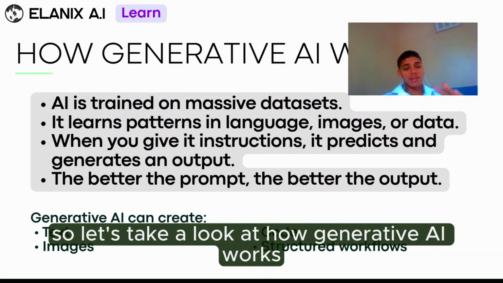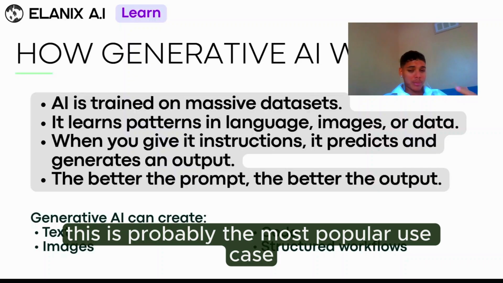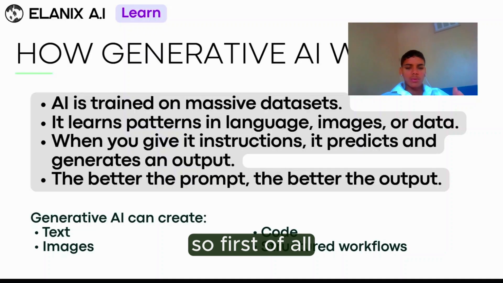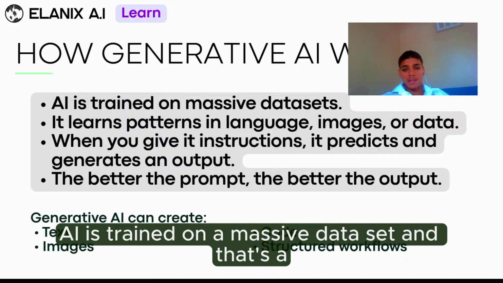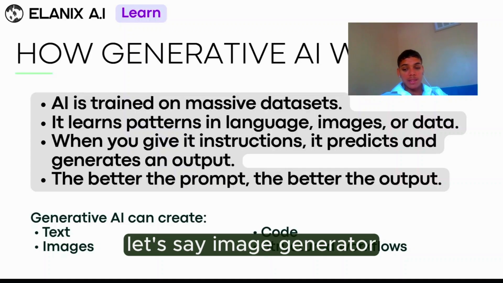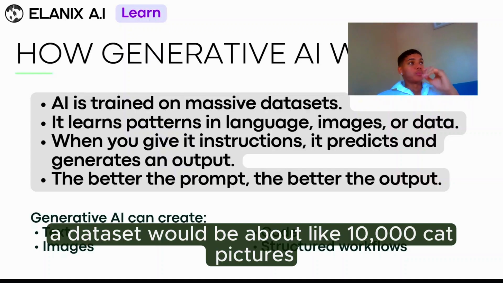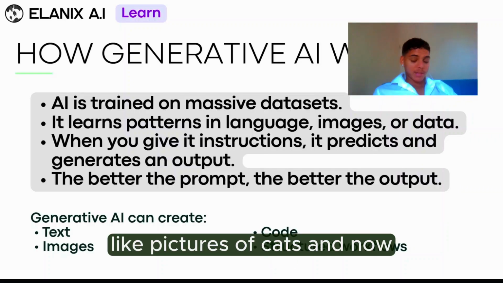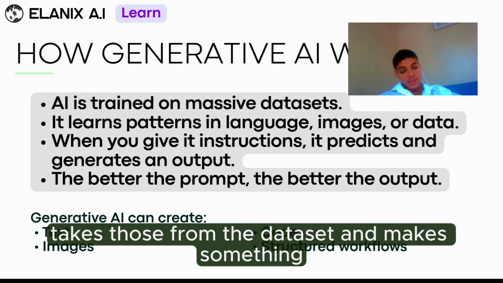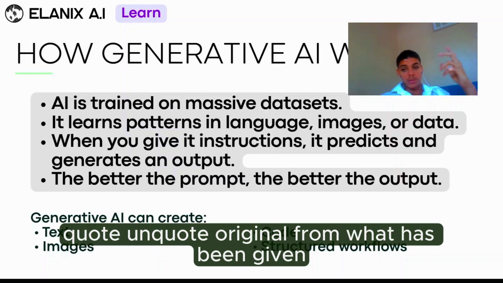So let's take a look at how generative AI works. This is probably the most popular use case for AI within businesses. So first of all, AI is trained on a massive data set, and that's a huge collection of information, right? And when you want to work with generative AI, let's say an image generator, the data set would be something like 10,000 pictures of cats. And now when someone asks it to generate a cat picture, it takes those from the data set and makes something quote unquote original from what is being given.